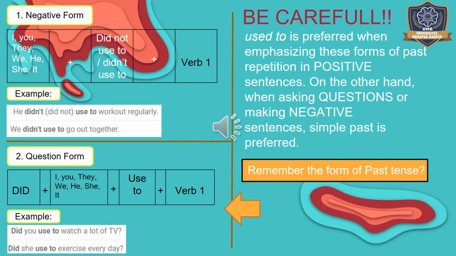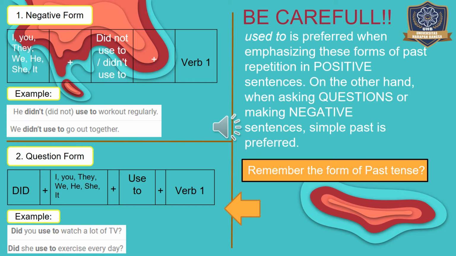Be careful. Used to is preferred when emphasizing a form of past repetition in positive sentences. On the other hand, when asking questions or making negative sentences, we use simple past. Remember the form of simple past.